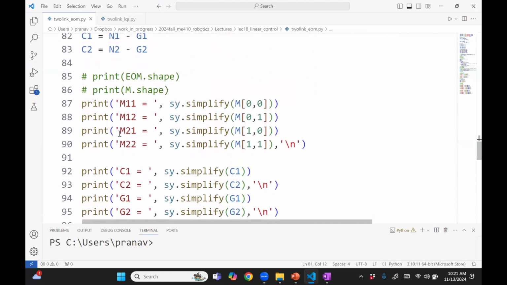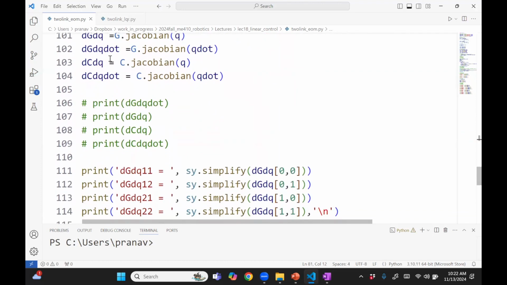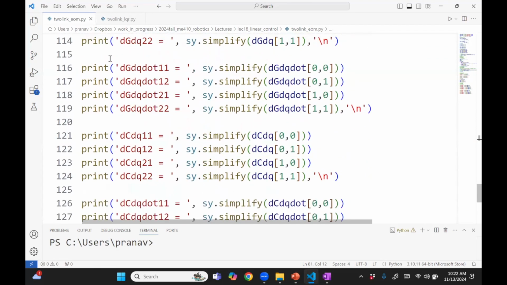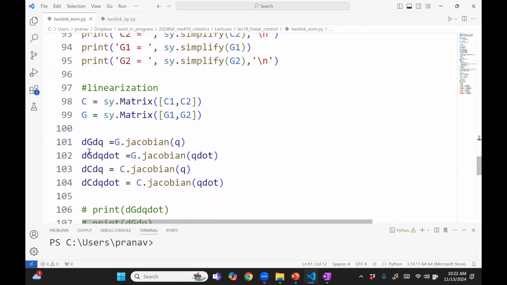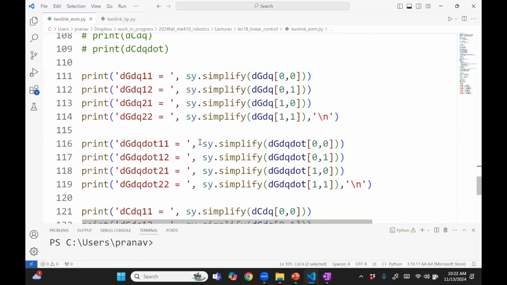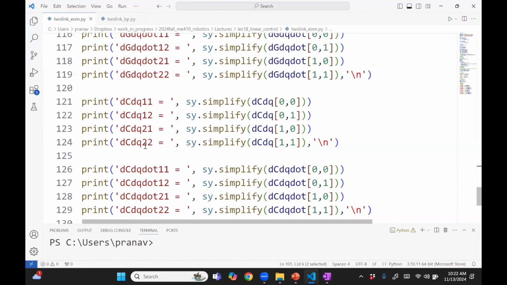Now, this code does something more than that. It actually gives you the Jacobians, the things which we care about in the A and B matrix. So here it is producing dg/dq, dg/dq dot, dc/dq, dc/dq dot. This is actually as simple as just taking g and taking the Jacobian with respect to Q, the angles, and the Jacobian with respect to Q dot and so on. So once you get that, it prints out all the various derivatives.